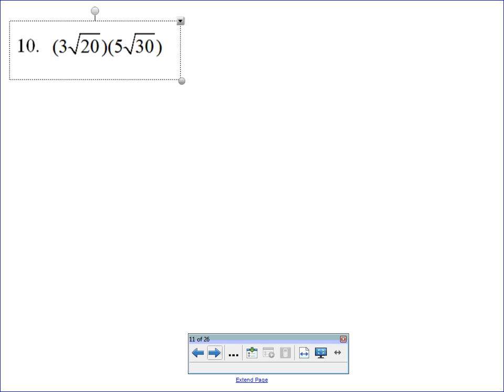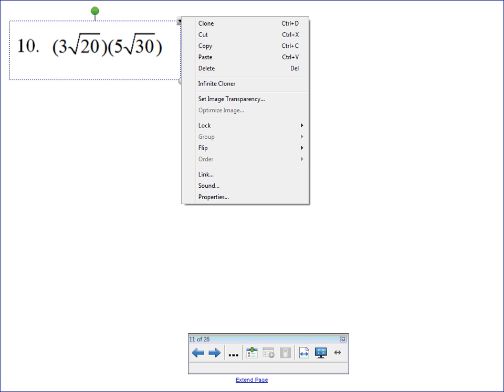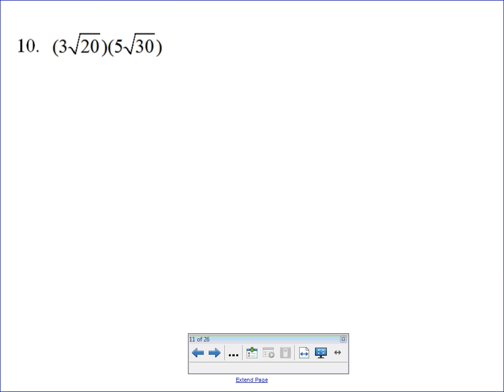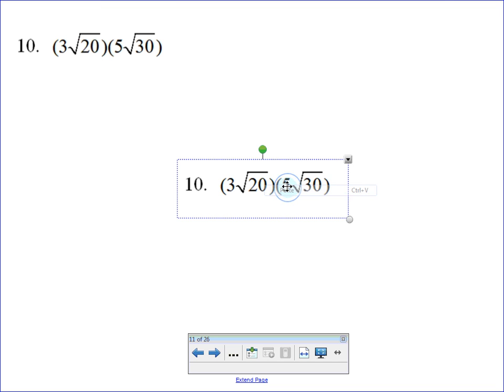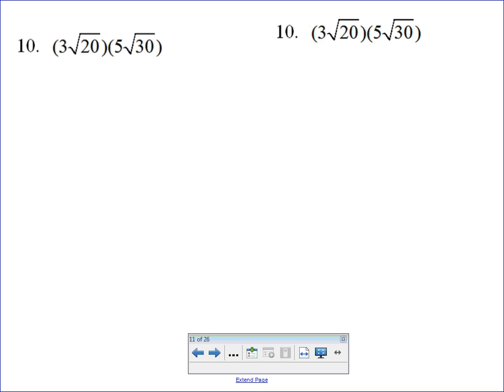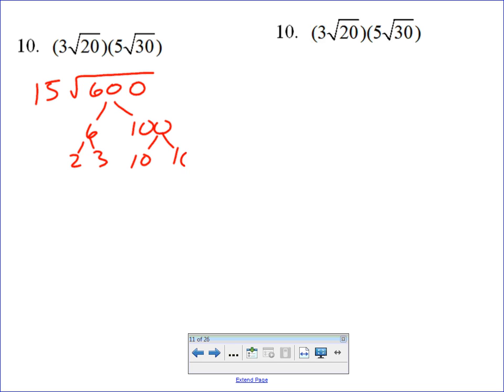All right, for number 10, there are 2 different ways you could attack this problem, so we'll show both ways on the same screen. The first way you could do it is you could just multiply the outsides and multiply the insides. And then break this down. This is 6 and 100, which is 2 and 3, which is 10 and 10. I can keep breaking this down, but remember I told you if you get a pair, stop. So this is just going to be 150 times the square root of 6.